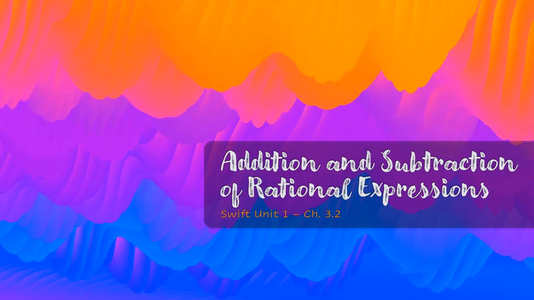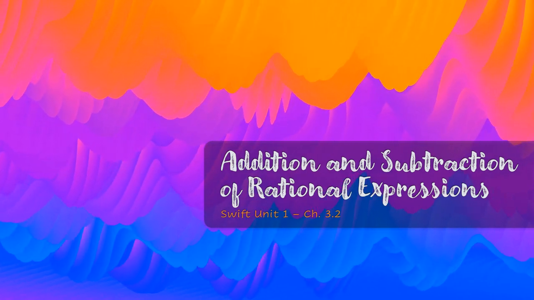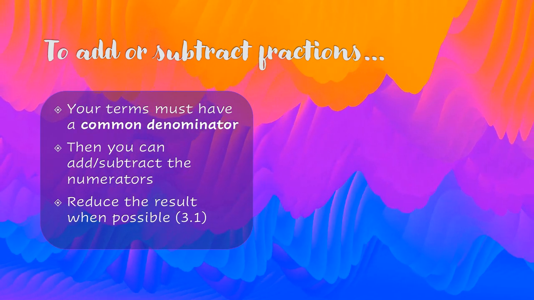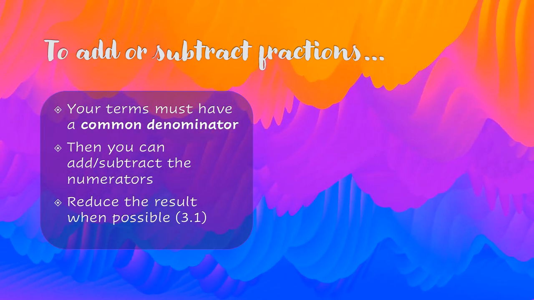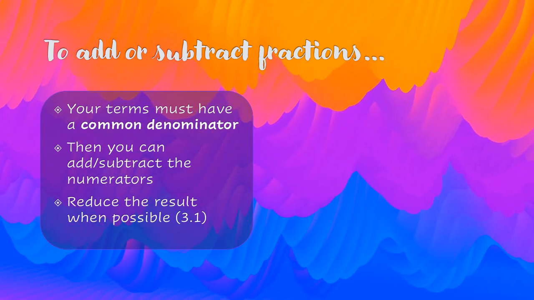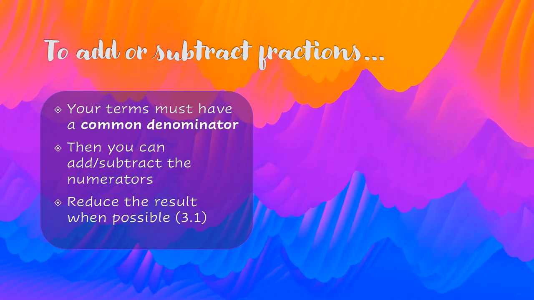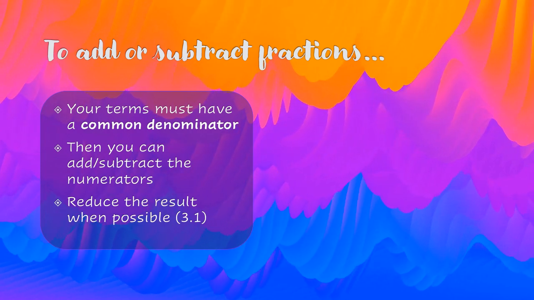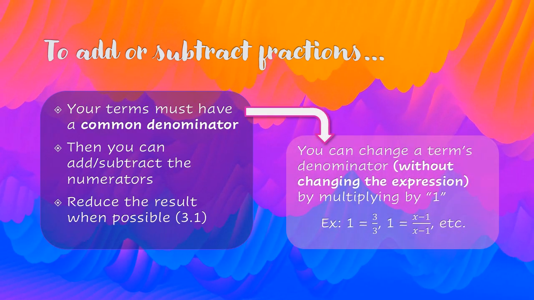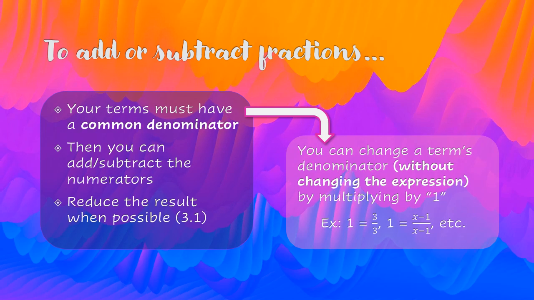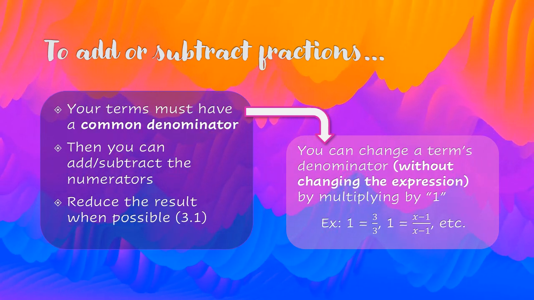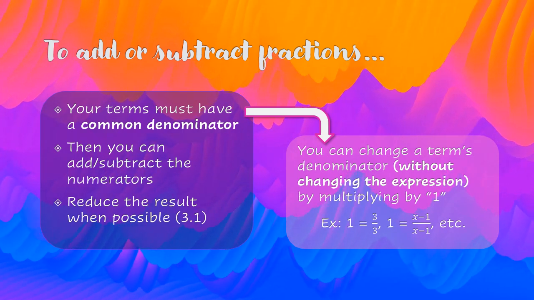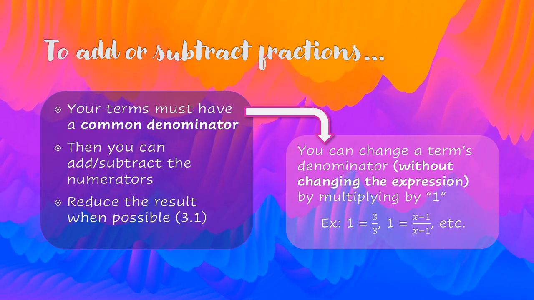Okay, so let's talk about in general what our procedure is for adding and subtracting. So we need to make sure we're coming up with some common denominator when we are adding or subtracting in general fractions, and that also applies to rational expressions. So determining that common denominator often means we're going to need to manipulate each term's denominator without actually changing what the expression is equal to.